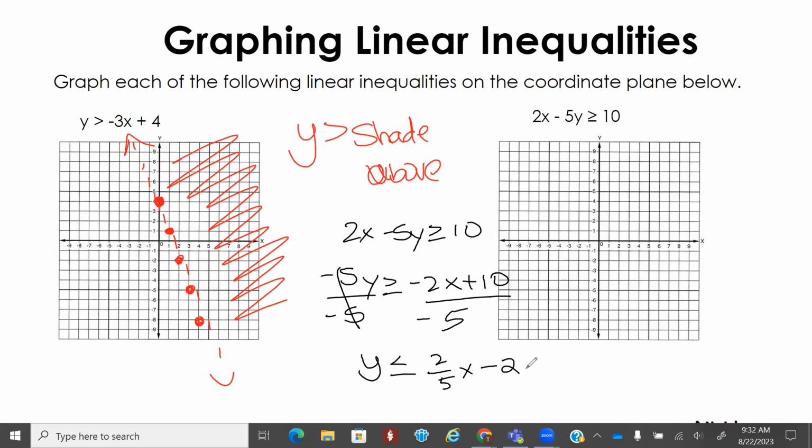Okay. Then I'm going to plot negative 2, and then I'm going to go up 2 over 5, up 2 over 5. We'll repeat that process on the other side. Down 2 over 5, down 2 over 5. Then we're going to draw a straight line. Is this going to be above or below? Pause. No. Below. Y is less than or equal to.